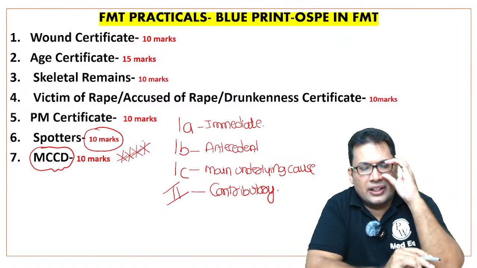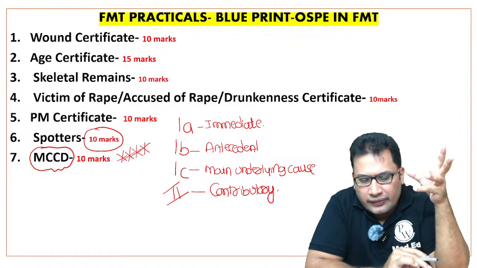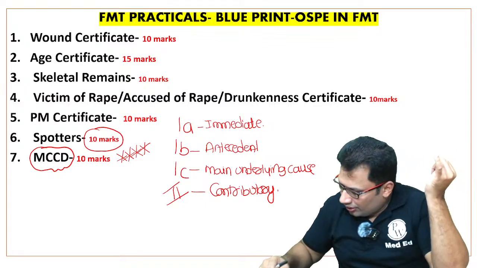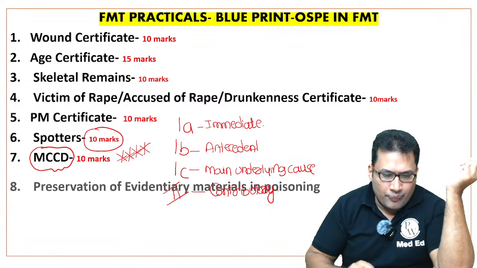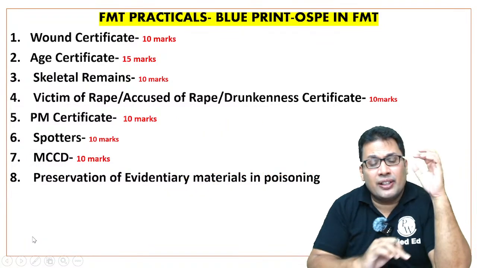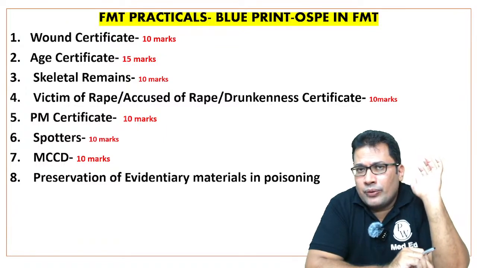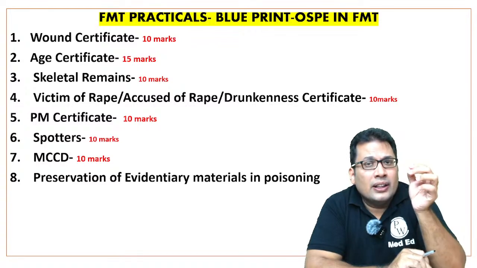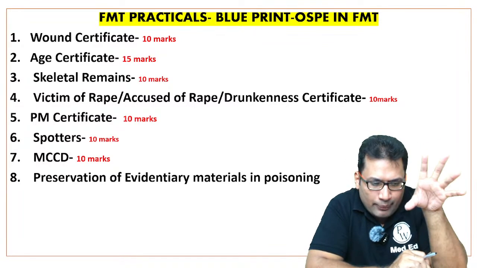We discussed this on the PW YouTube channel as well as in the PW classes. You can go through that. So, 7 exercises, okay, fine. Then the last exercise can be preservation of evidentiary material in case of poisoning. It is a 5 mark question: what are the viscera to be collected in case of poisoning, for example OP poisoning?